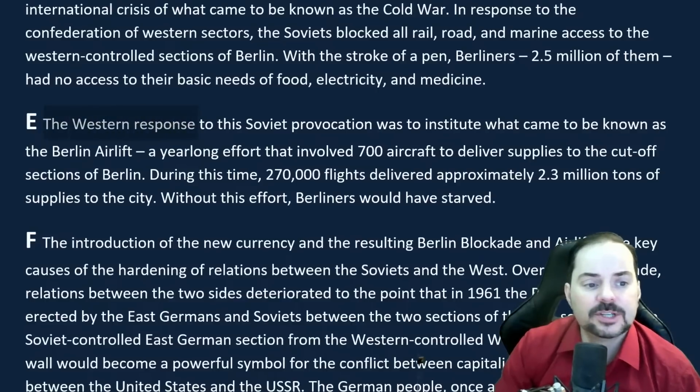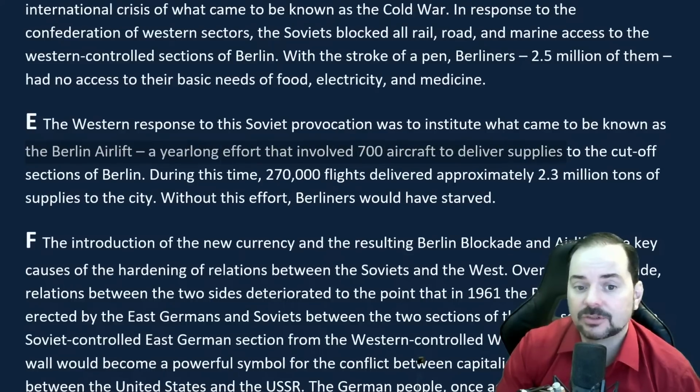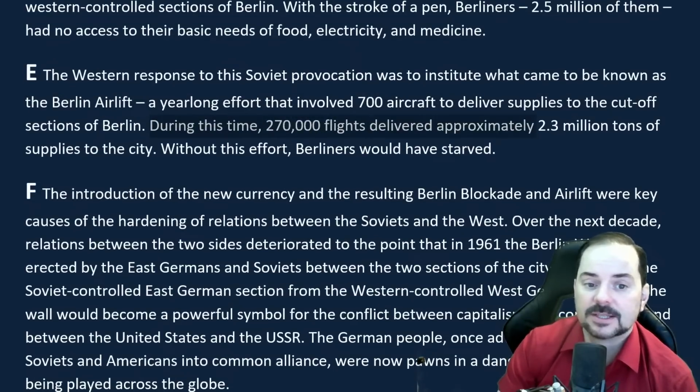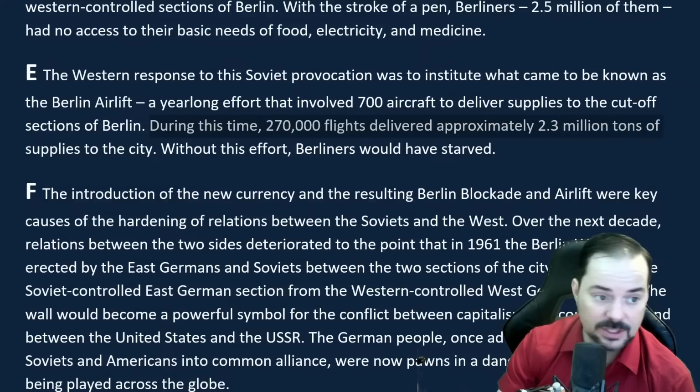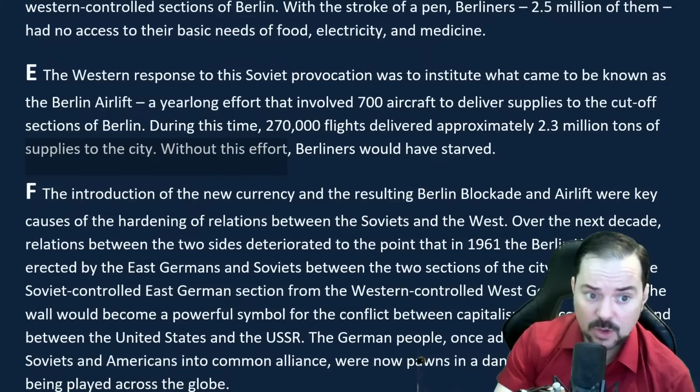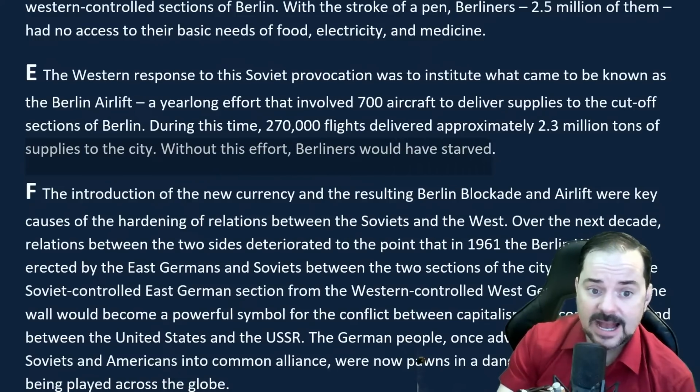The Western response to this Soviet provocation was to institute what came to be known as the Berlin Airlift, a year-long effort that involved 700 aircraft to deliver supplies to the cut-off sections of Berlin. During this time, 270,000 flights delivered approximately 2.3 million tons of supplies to the city. Without this effort, Berliners would have starved.